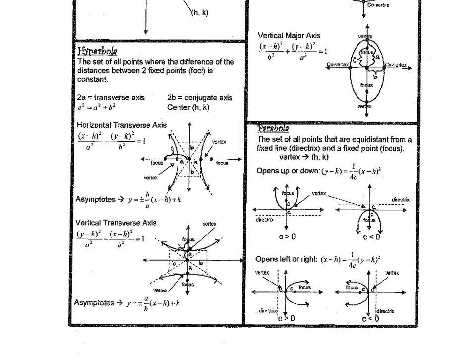So 2a is what it is from vertex to vertex, if you double that a. And when you square that a, that's the number that goes in the denominator. So if you look, the transverse axis is underneath the x variable when it's a horizontal hyperbola, and that a squared transverse axis number is under the y term when it's a vertical hyperbola. So that's one way to tell if it's a vertical or horizontal hyperbola.